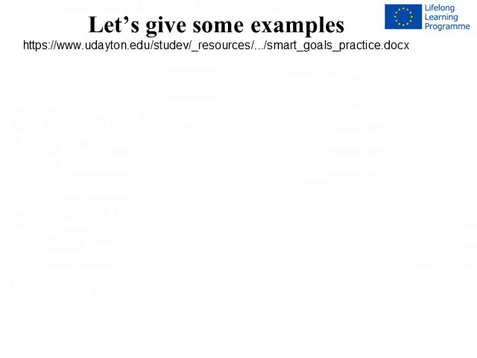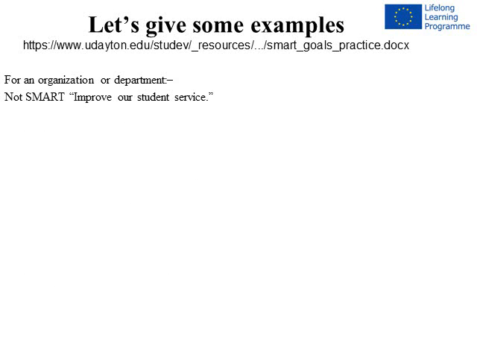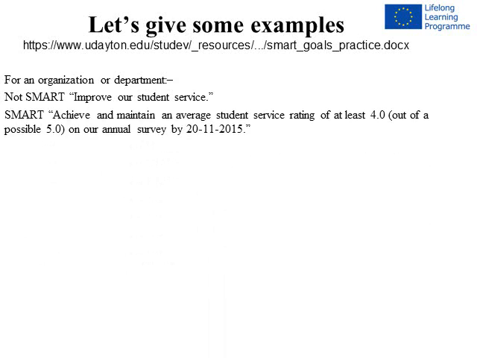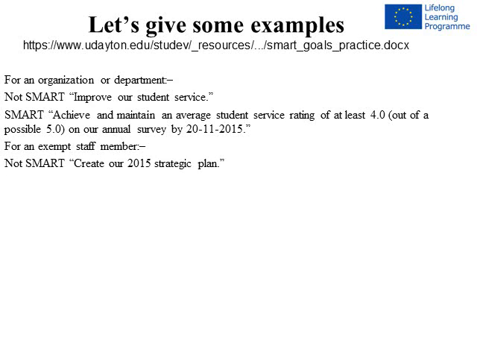Let's give some examples. For an organization or department, not SMART. Improve our student service. SMART. Achieve and maintain an average student service rating of at least 4 out of a possible 5 on our annual survey by the 20th of November 2015. For an exempt staff member, not SMART. Create our 2015 strategic plan.